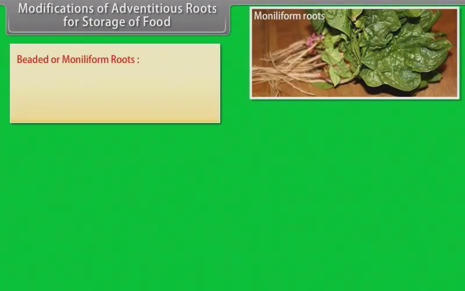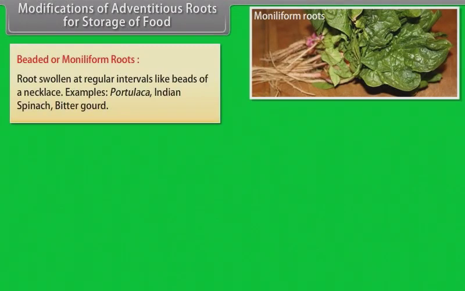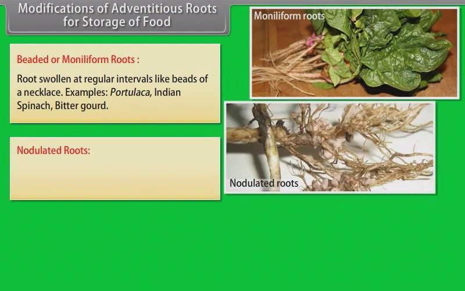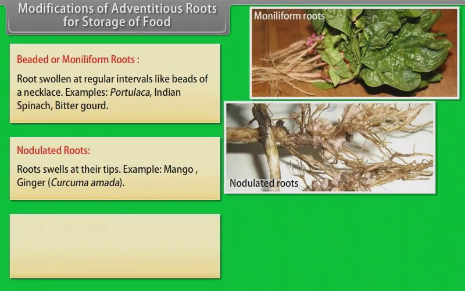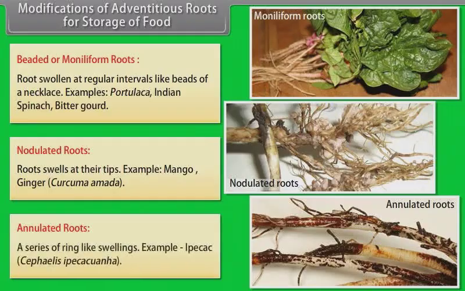Beaded or moniliform roots. Roots swollen at regular intervals like beads of a necklace. Examples, portulaca, Indian spinach, bitter gourd. Nodulated roots. Roots swell at their tips. Example, mango, ginger. Annellated roots. A series of ring-like swellings. Example, ipecac.